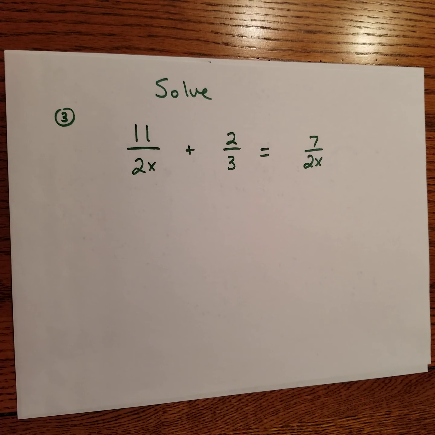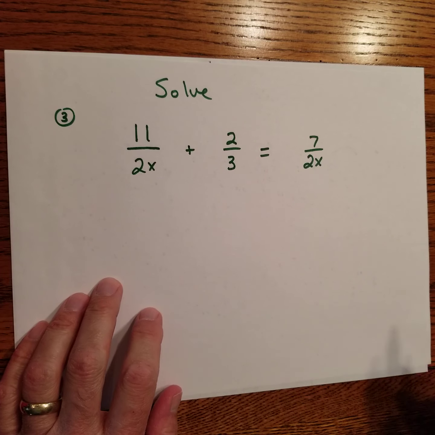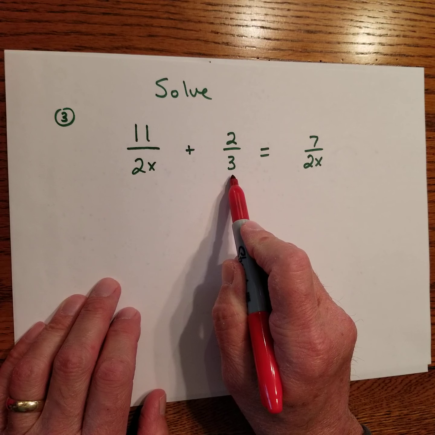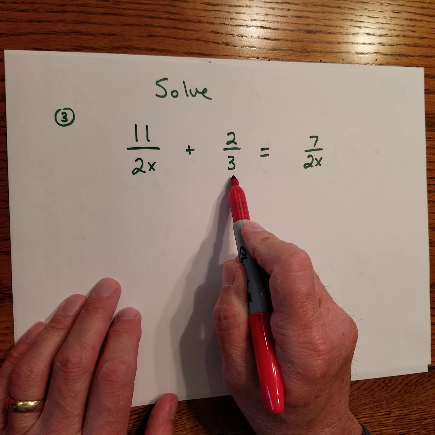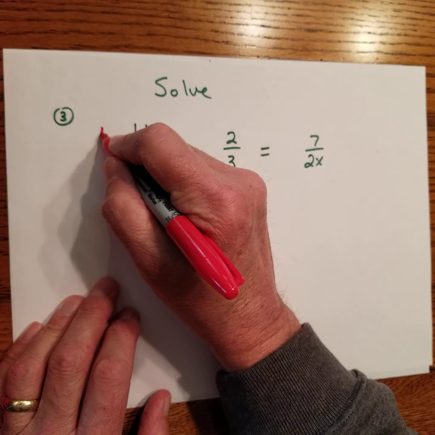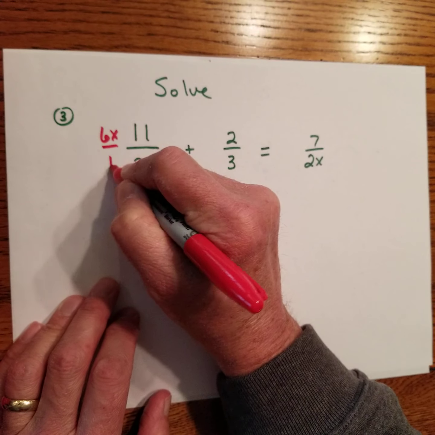Let's try one more example. I've got an equation with fractions. I should multiply all the way through by the common denominator. I need a common denominator for 2 and 3. 2 and 3 both divide evenly into 6. I'll also need an x. I'm going to multiply all the way through by 6x.